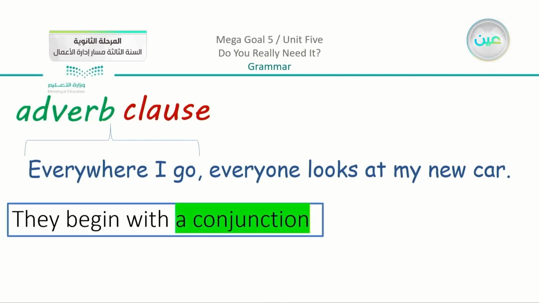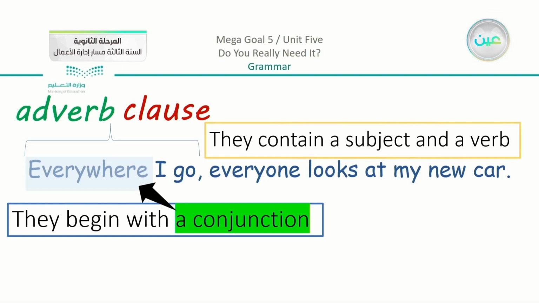First, adverb clauses begin with a conjunction. So what is a conjunction? We can see that we have here everywhere. Everywhere is a conjunction. Like when I read the examples in the yellow color, we said everywhere, we said in order to, we have also since. Now these are called conjunctions. So an adverb clause starts with a conjunction. Another point, they contain a subject and a verb. So you can see also here in the yellow part, I go, there is a subject and also a verb. So we note that adverb clauses have a conjunction, and they do have a subject and a verb, but still they do not function on their own.